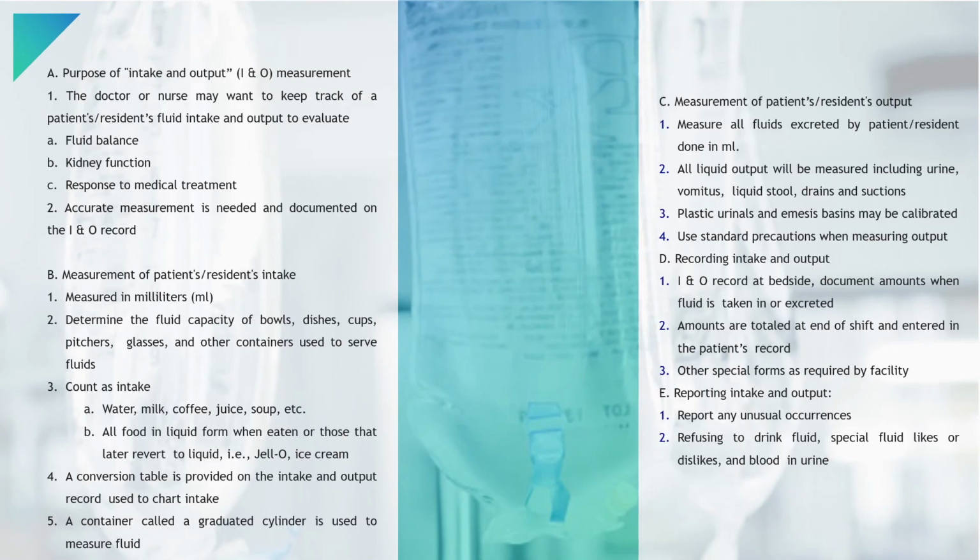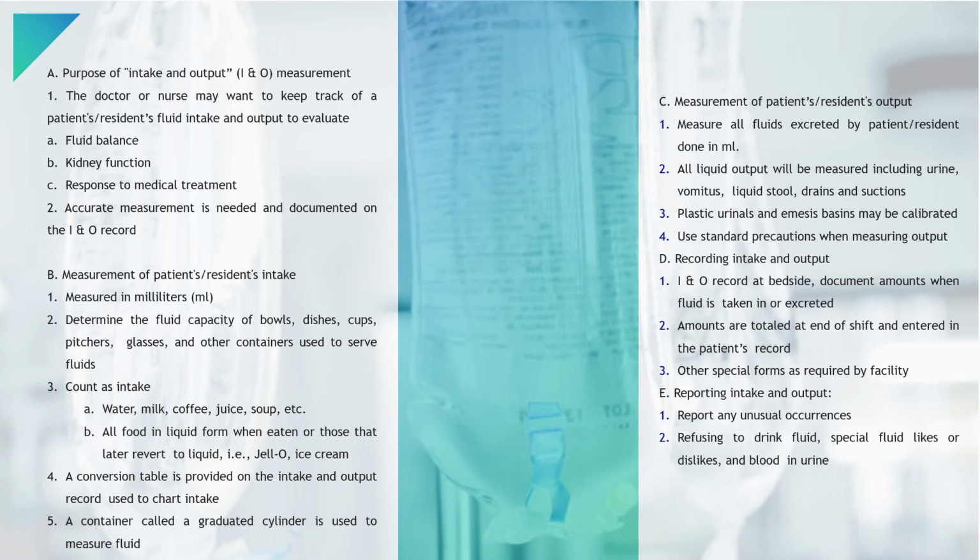Measurement of patient or resident's output. Measure all fluids excreted by the patient or resident, done in milliliters. All liquid output will be measured, including urine, vomitus, liquid stool, drains, and suctions. Plastic urinals and emesis basins may be calibrated. Use standard precautions when measuring output.